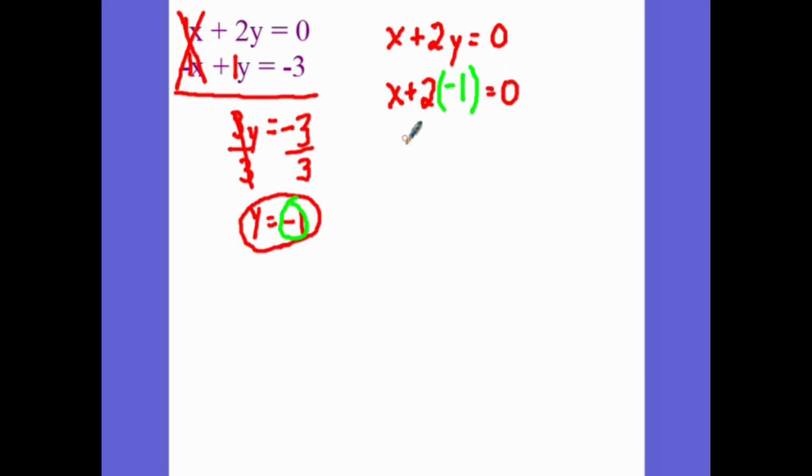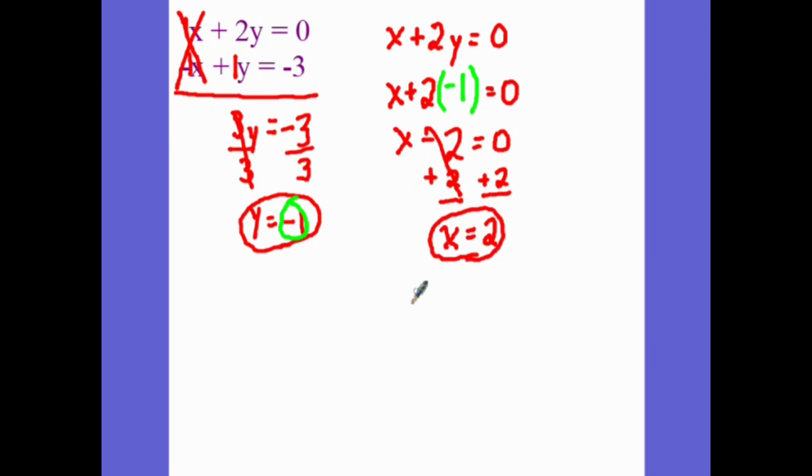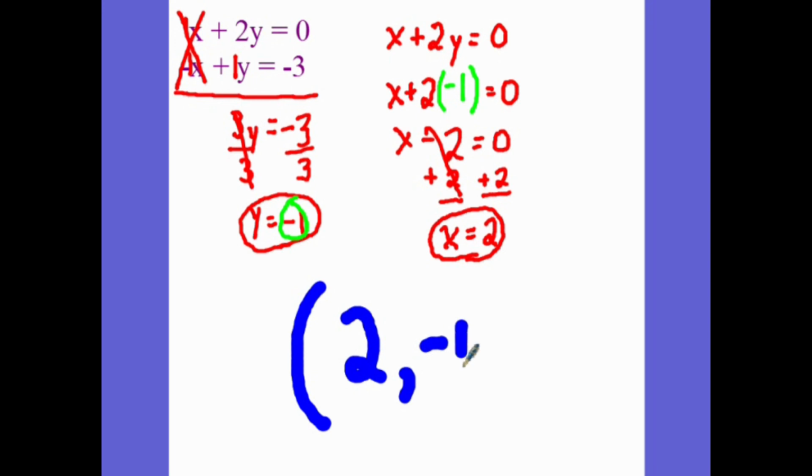Then it's time to do the tough solving. 2 times negative 1 is negative 2. My last step is I add 2 to both sides. Those are eliminated, and I'm left with x equals 2. So my final step is to put it in point form. I always put my x first, so my first number is, that's right, 2. Then my second number, negative 1. So these two, if I graph them, would intersect at the point 2, negative 1.